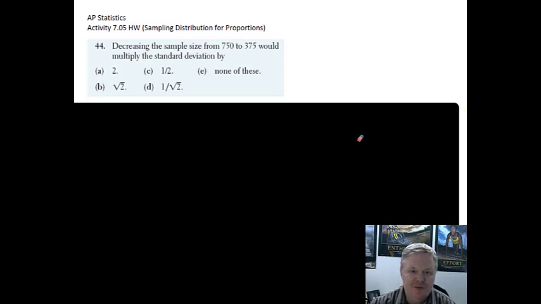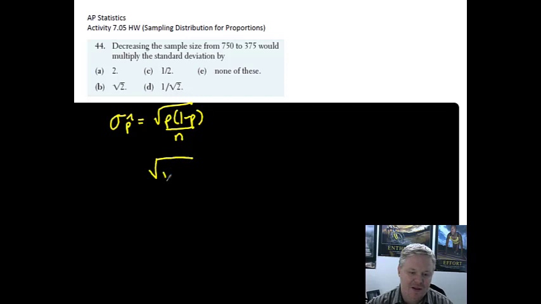All right, so we know the standard deviation of sample proportions is the square root of p times 1 minus p, divided by n. All of that is under the square root, which we could separate as the square root of p times 1 minus p, divided by the square root of n. So the only thing that's changing here is n.